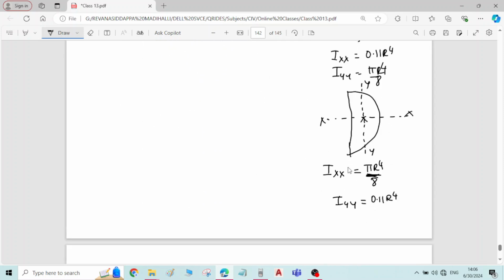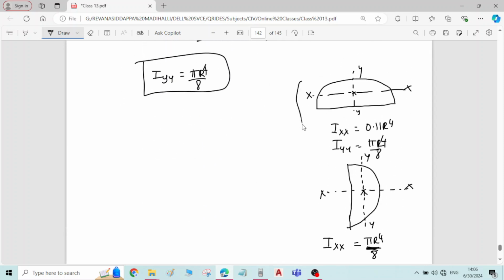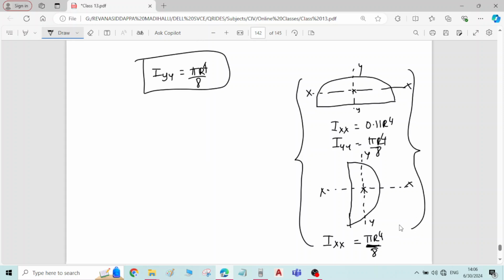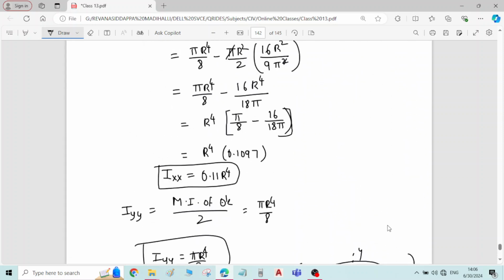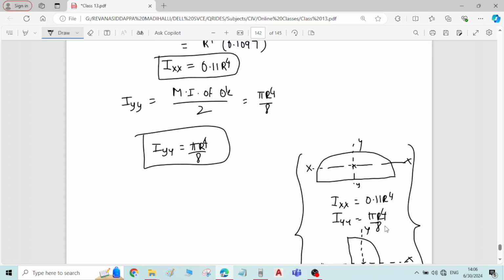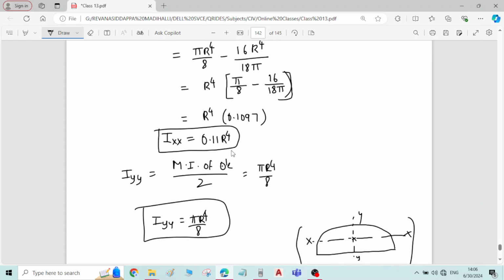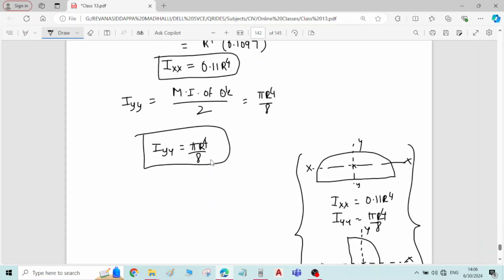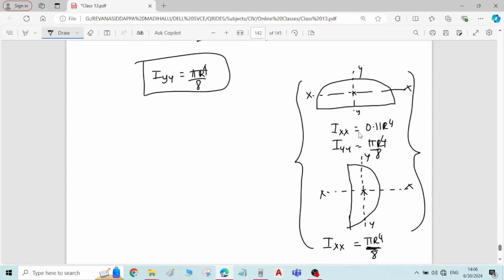Okay, so this concept is required to solve the problems, that's why I explained. Okay, so don't have the fixed formula in your mind, that Ixx is equal to 0.11 r to the power of 4 and Iyy is equal to pi r raised to 4 by 8. Actually this formula will vary according to the orientation of the semicircle.